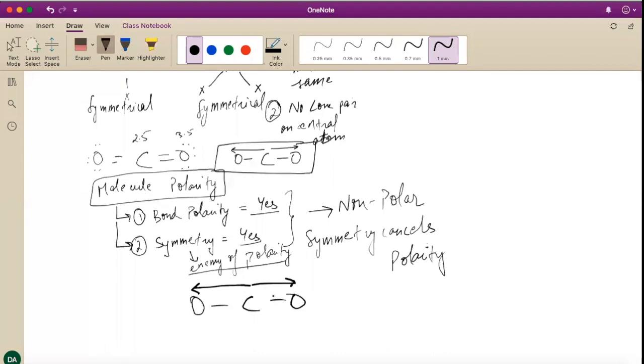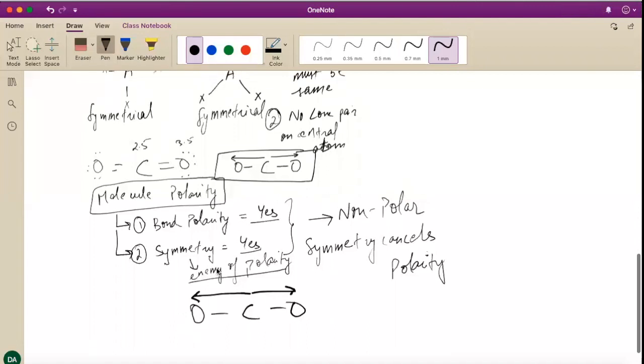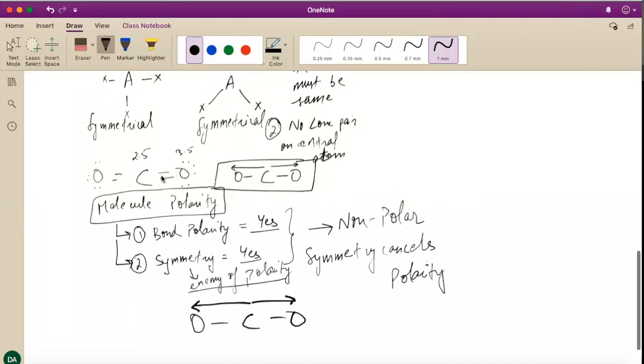I have a question. Yeah, question? For number 1, for the bond polarity, do all compounds have a polarity? No, you will look at the bond difference. You look at the electronegativity difference between the two atoms.